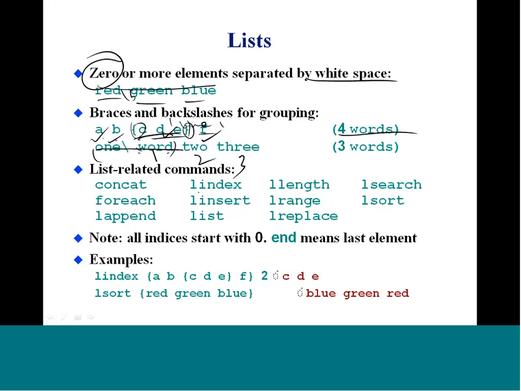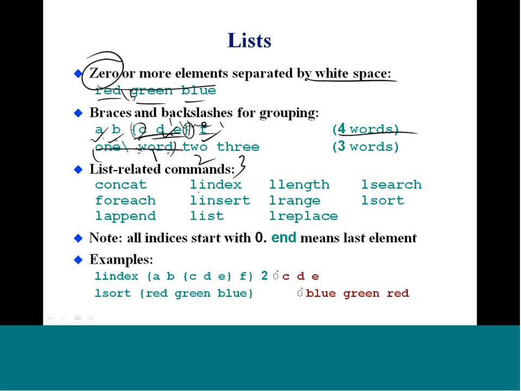Then we have some list related commands, which are all these things: concat, lindex, llength, lsearch, foreach, linsert, lrange, lsort, lappend, list, and lreplace. All these things are list related commands. And one thing to notice, all the indices will start with a 0, and end means the last element.